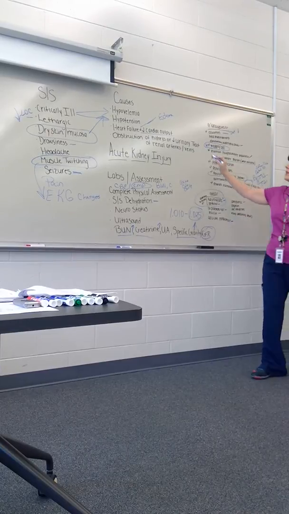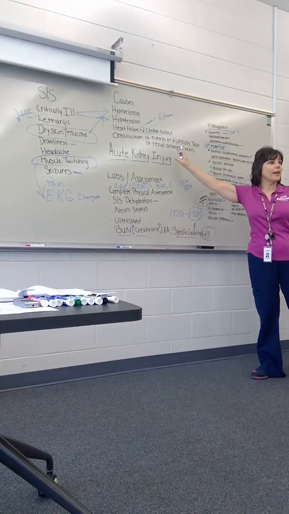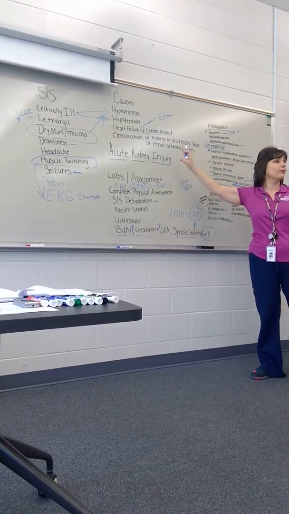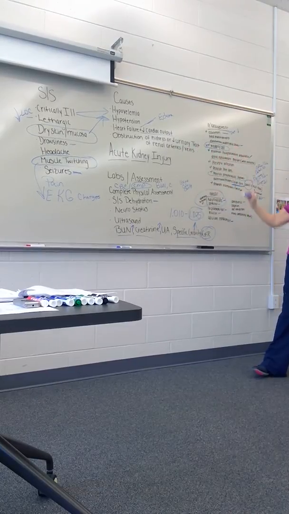If it's something like an obstruction, they may have an infection. It may be pyelonephritis that's causing a severe infection of the kidneys, so they may need antibiotics. They may need digoxin and ACE inhibitors. We've already talked about those ACE inhibitors. And they could need some magnesium.